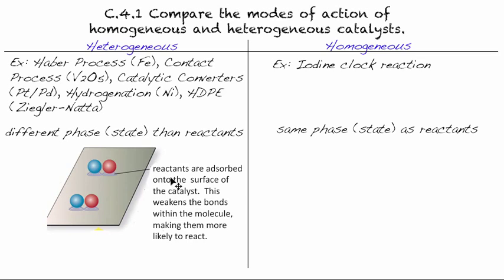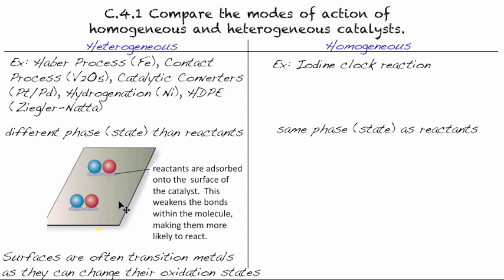The reactants are adsorbed onto the surface of the catalyst, and through interacting with that, it weakens the bonds within the molecule, and that will make them more likely to react. If it weakens the bond, that means there's less energy needed to break the bond. That means less activation energy. In the core, we know that catalysts lower the activation energy. This is how it does that, by weakening the bonds as it interacts with the reactants.